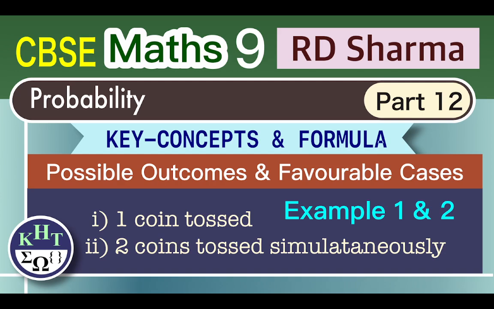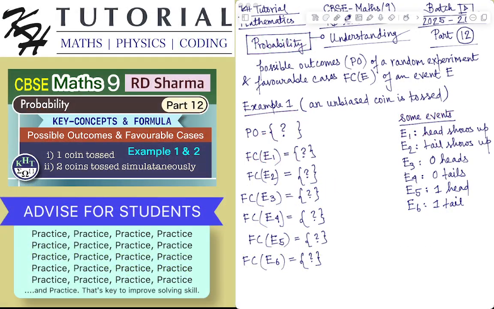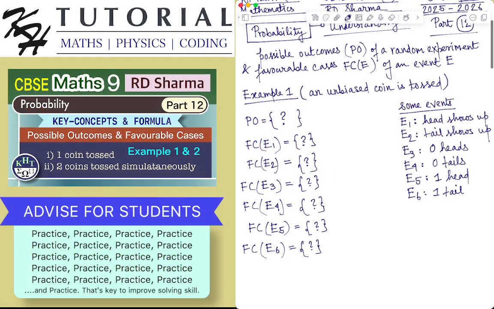So let's start the part 12 video, where I will be discussing the possible outcomes and favorable cases for some events in two random experiments, that is tossing a single coin and tossing two coins simultaneously. So the first example is, the experiment is we are tossing a single unbiased coin.